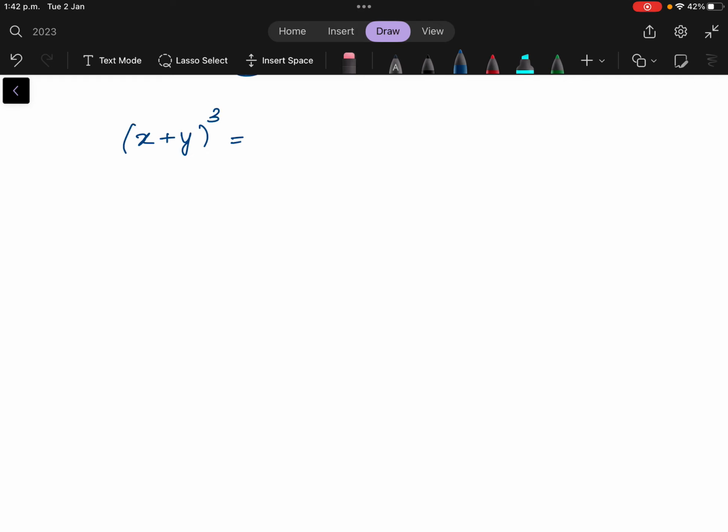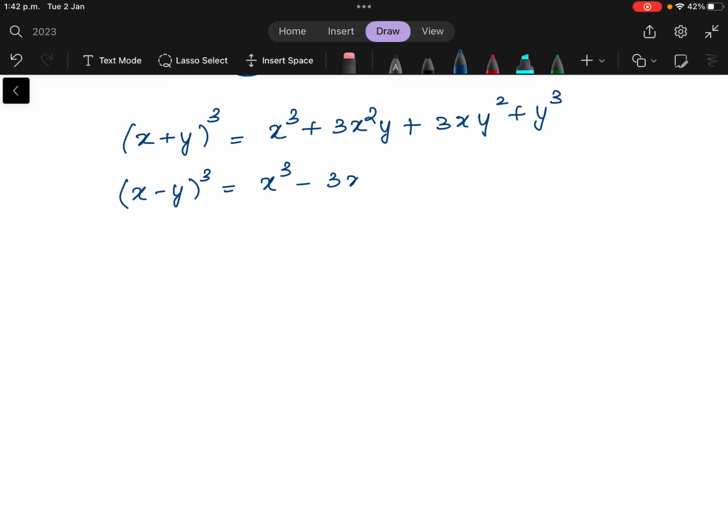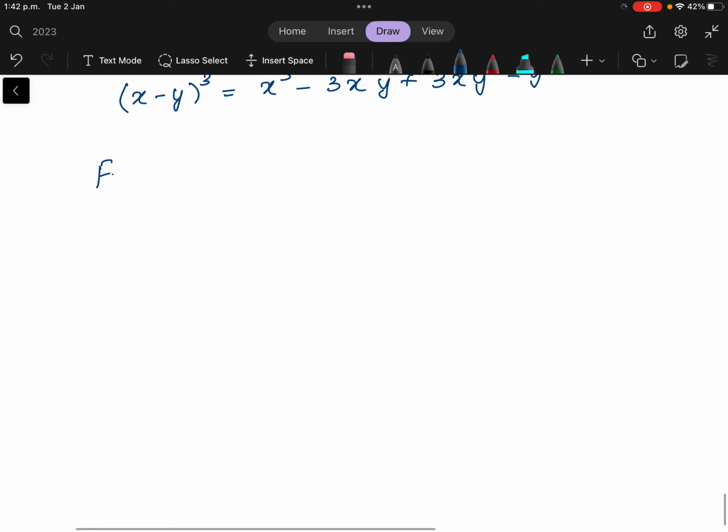Now one small thing what you have to learn, memorize here, is x plus y the whole cube, okay, is equal to x cube plus 3x square y plus 3xy square plus y cube, and x minus y the whole cube is equal to x cube minus 3x square y plus 3xy square minus y cube. This can be found out using the binomial expansion when you learn algebra, but if you can memorize it, well and good, please go ahead and memorize this, but you can use binomial expansion for this also. Okay, now we move on to factorizing.